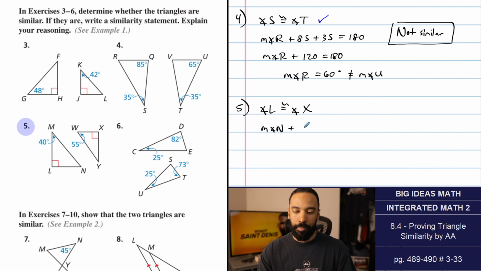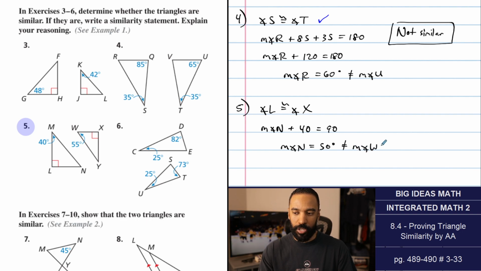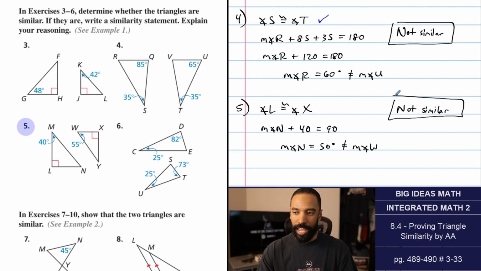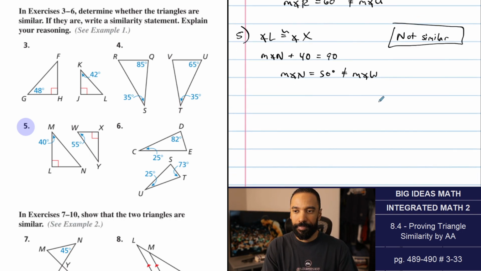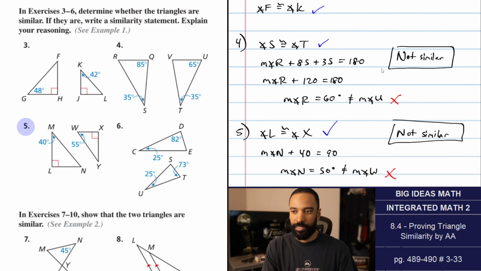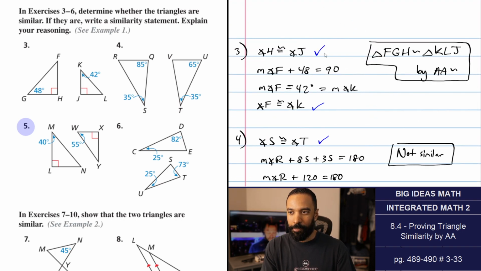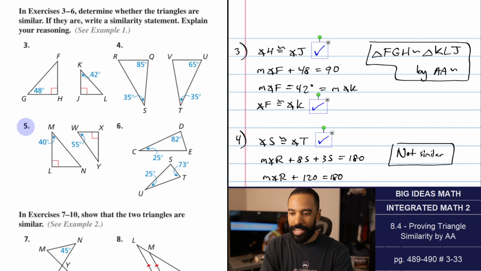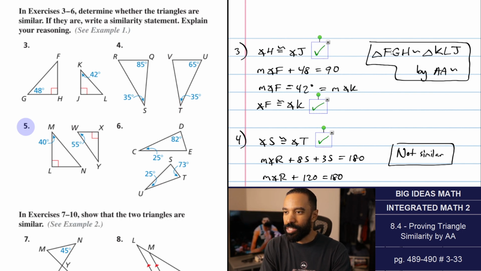The measure of angle N plus this 40 should be 90. So the measure of angle N will be 50 degrees, which is not the same as the measure of angle W. The measure of angle W is 55 degrees. Once again, these triangles are not similar, given the angle-angle test that we were going for. We check mark this thing, though. We give like red X's. Kind of want green check marks, wouldn't you say? Let's get that going and use that in the future.